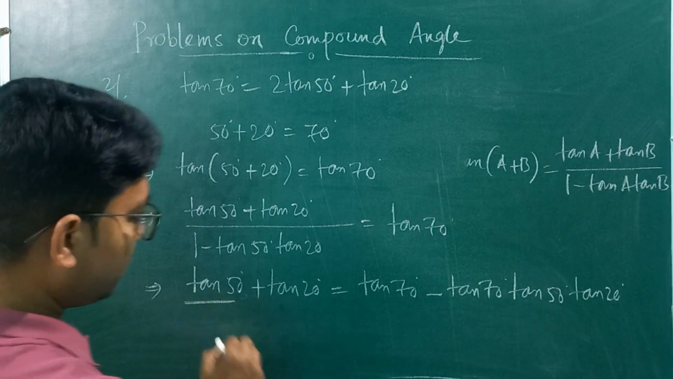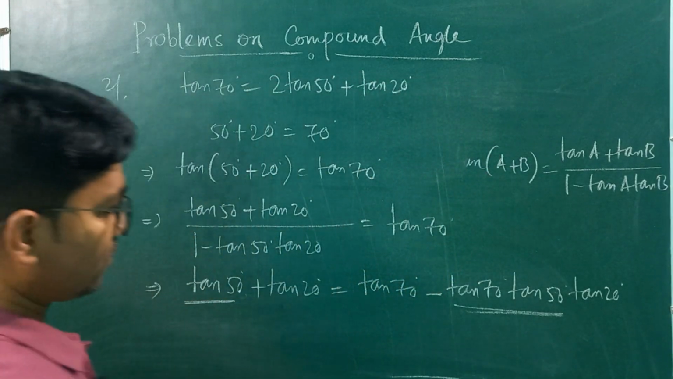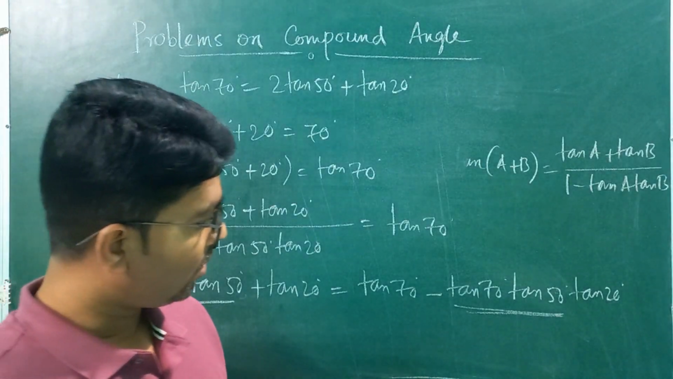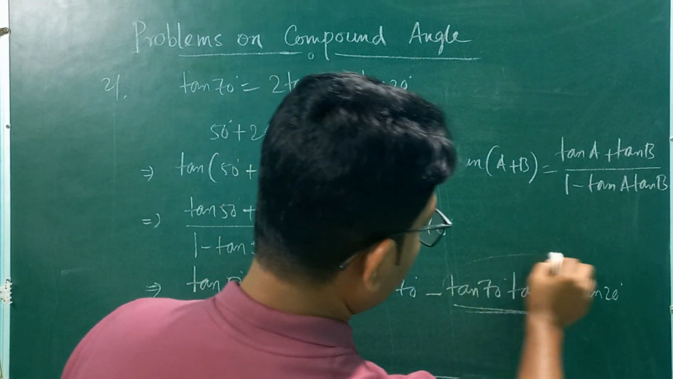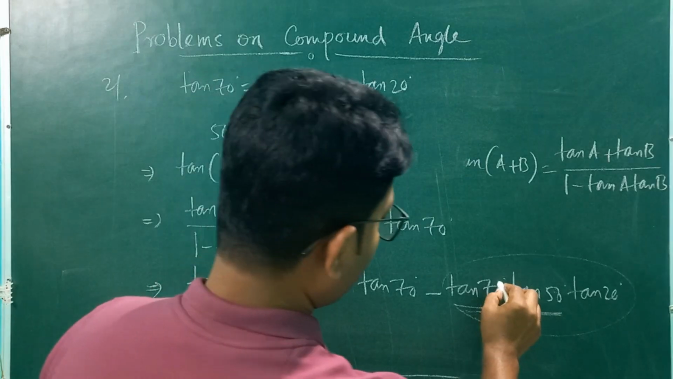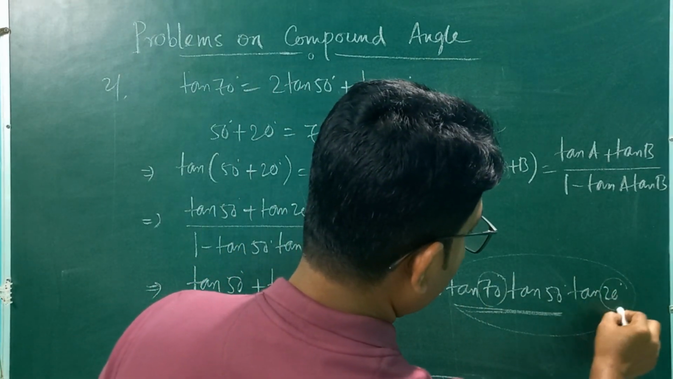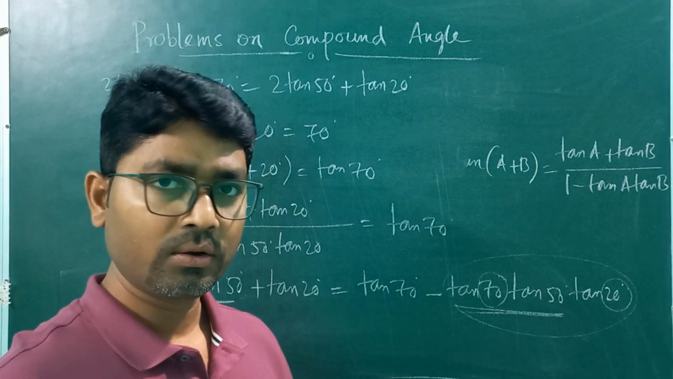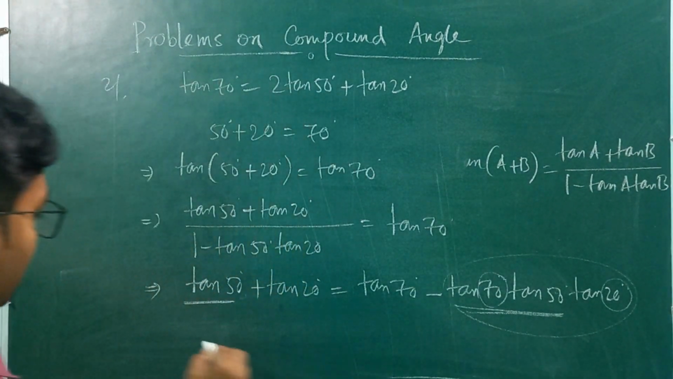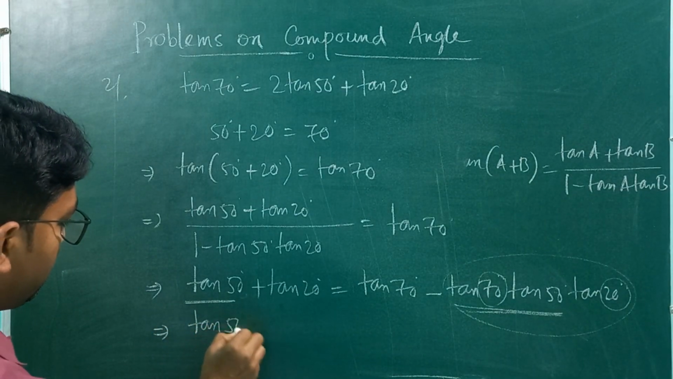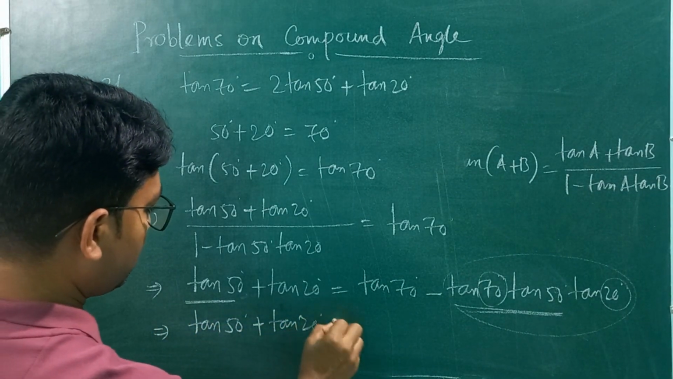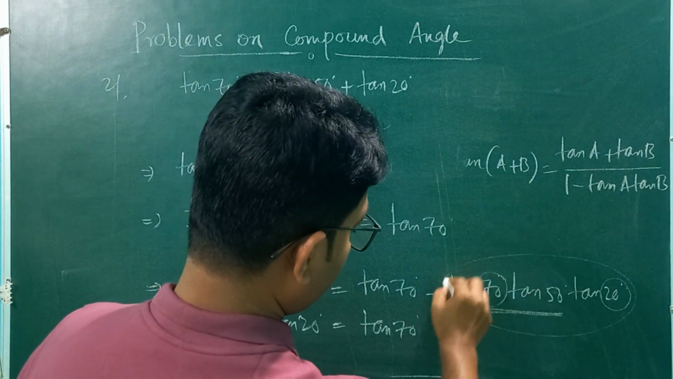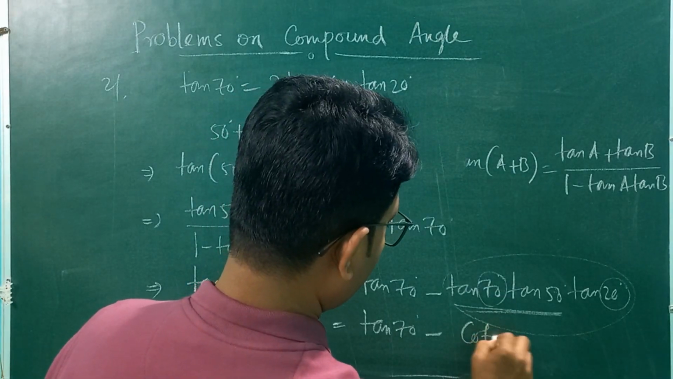Now our problem with this term and this term is that we require another tan 50. Now see how we can get tan 50 from this term. You see 70 degree plus 20 degree equal to 90 degree, so they are complementary angles. So we can change the angle. Then what will happen, tan 50 tan 20 equal to tan 70. If you change this angle, tan 70 means cot 20 degree.